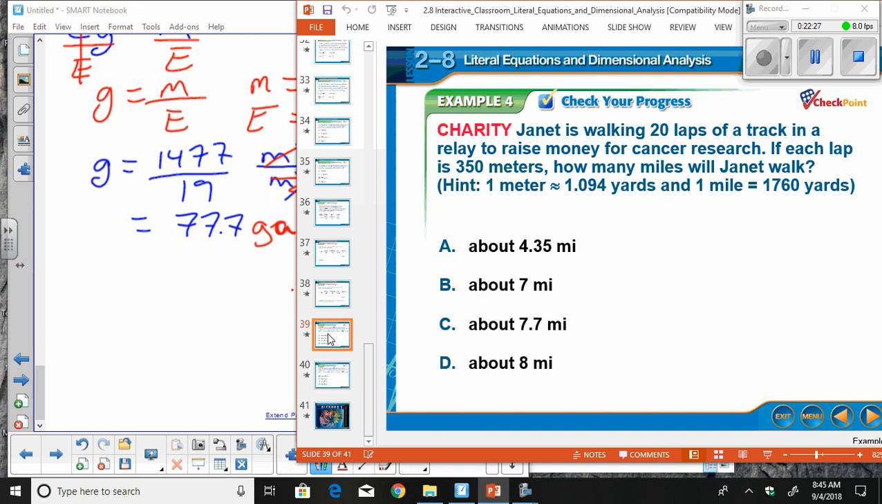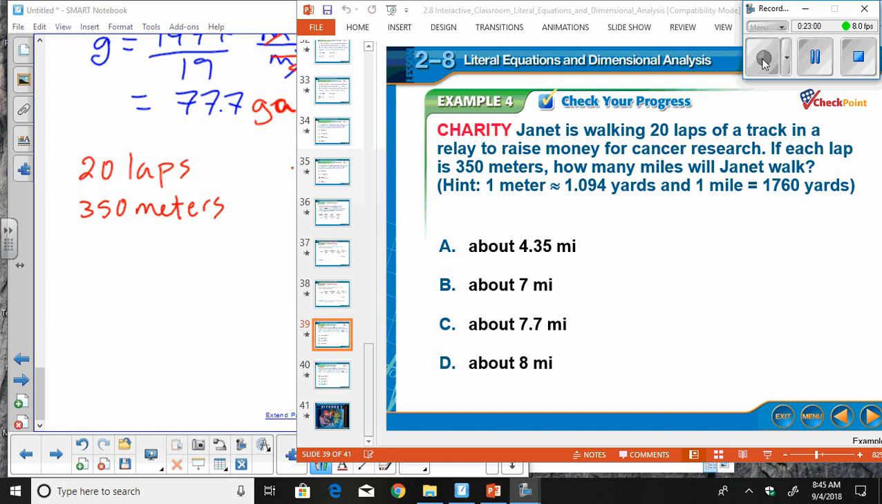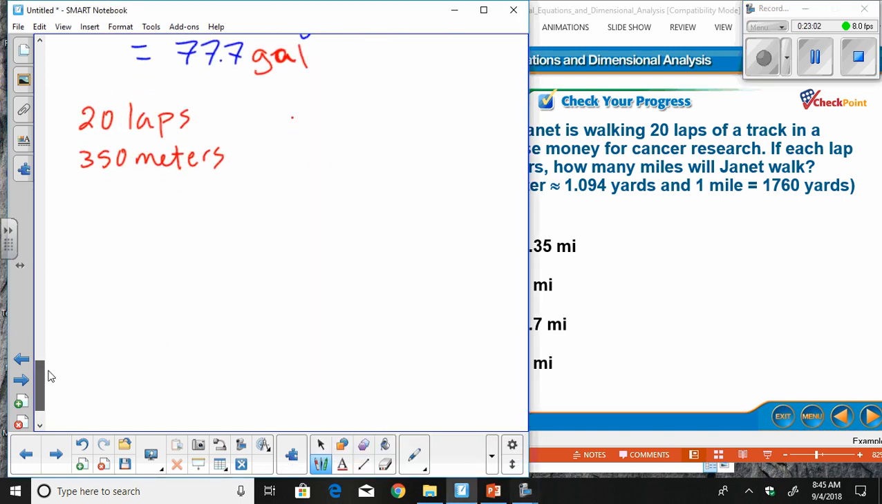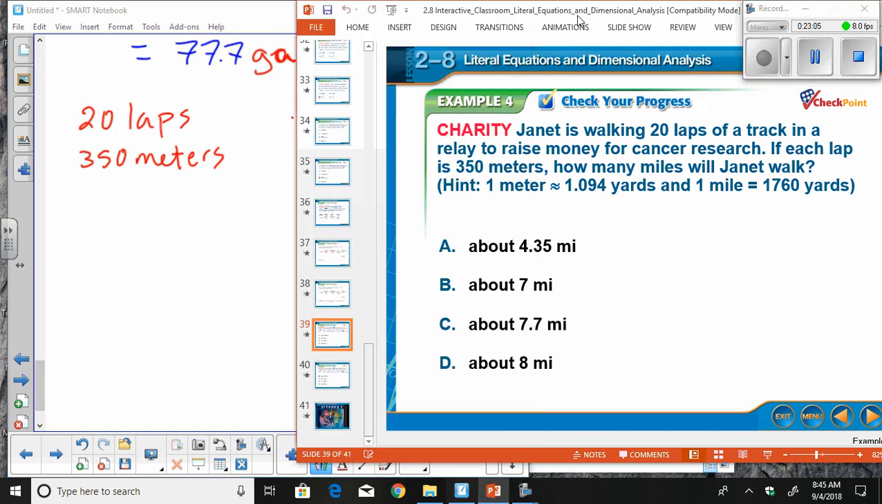So Janet is walking 20 laps of a track. I'm going to put 20 laps down here so I know it's important. In a relay race to raise money for cancer research. If each lap is 350 meters, how many miles will Janet walk? So 1 meter is 1.094 yards, and 1 mile is 1,760 yards. So we have to do this using the information that they gave us with the units. Okay, so I'm going to write those out.